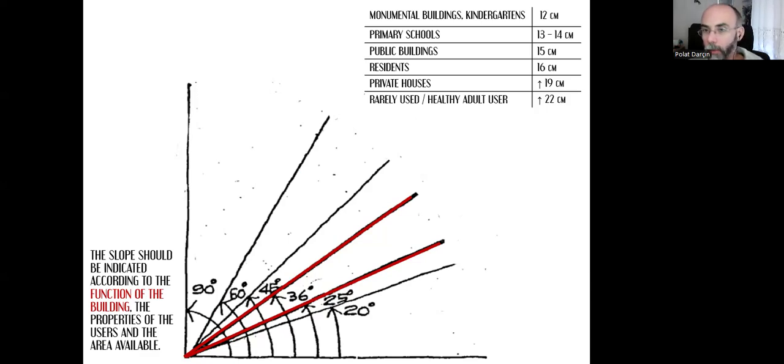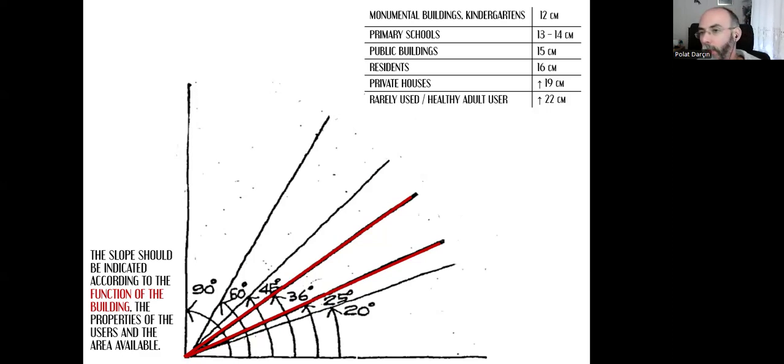If you are designing a monumental building or kindergarten, the riser height should be maximum 12 centimeters. For primary schools, it can be between 13 to 14 centimeters. For public buildings, such as courthouses, municipality buildings, buildings like that, the riser height can be up to 15 centimeters. Residences, apartment buildings, multi-family houses can be up to 16 centimeters.